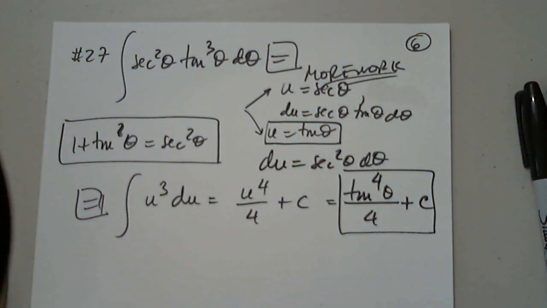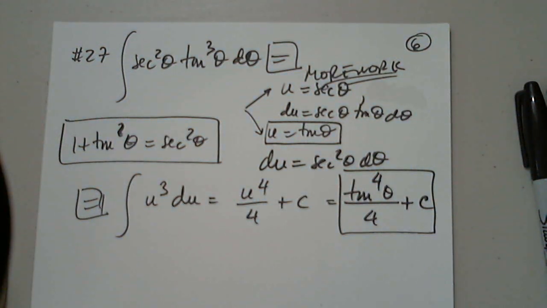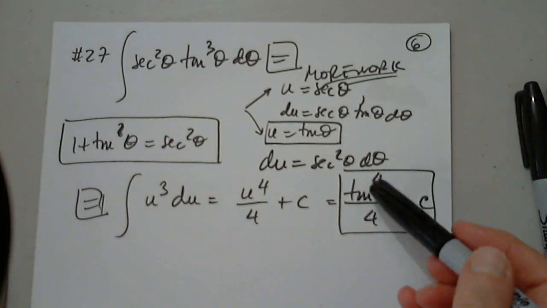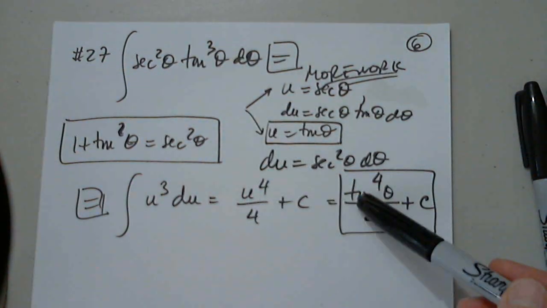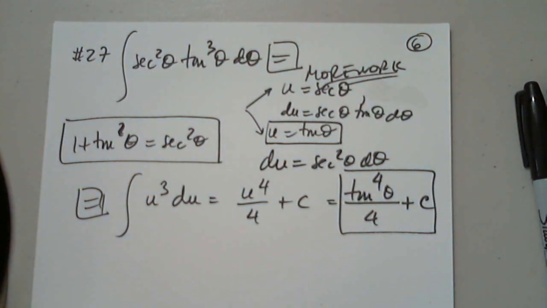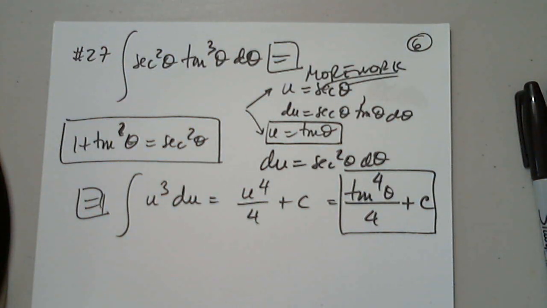Very easy to check. You differentiate this to get secant squared tangent cubed. Guaranteed. 4 comes in front, you cancel the 4. You have tangent to the 3rd times the inner function prime, which is secant squared. Again, I don't think that this is a problem, it's okay, but I think it belongs in chapter 7. But that's fine.